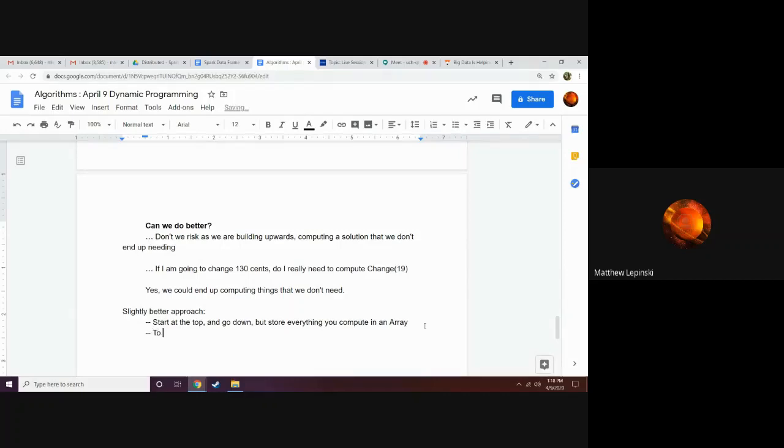To compute, say, change of x, look up change of x minus 50 in the array. If array x minus 50 exists, use it.